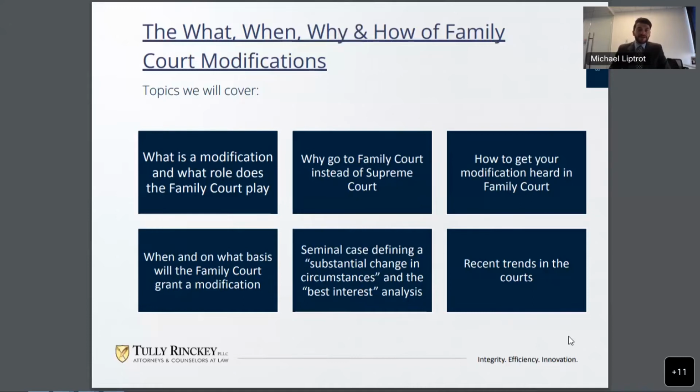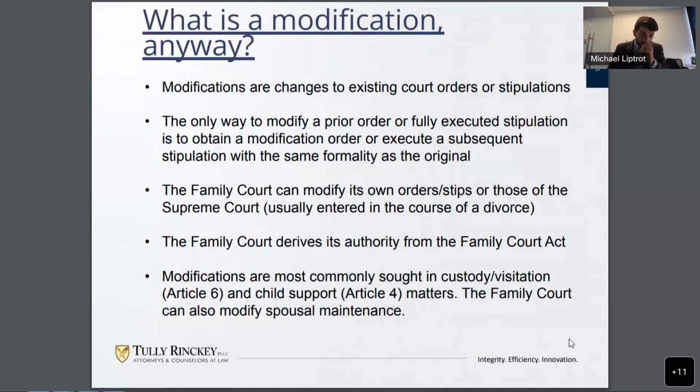We'll talk about the big cases. There's a couple big cases, the seminal case law there, defining what is, quote unquote, substantial change in circumstances and, quote unquote, the best interest analysis. And we'll look at some recent trends as far as factors the courts recently are looking at and are considering when granting modifications. Okay, Taylor, we can go next.